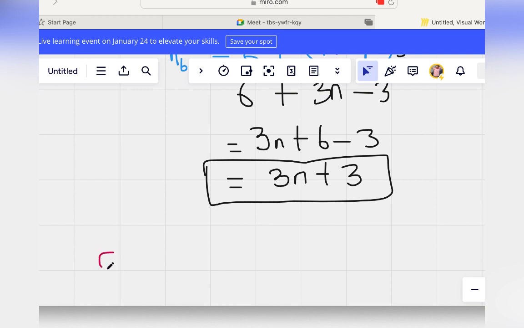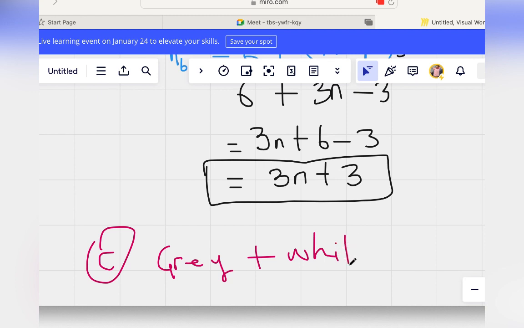For C, you say gray plus white equals the total. Gray plus white will be equal to the total marks that Marcos uses. So the gray is 24, they've told you. It's just left for you to calculate the number of white mats.